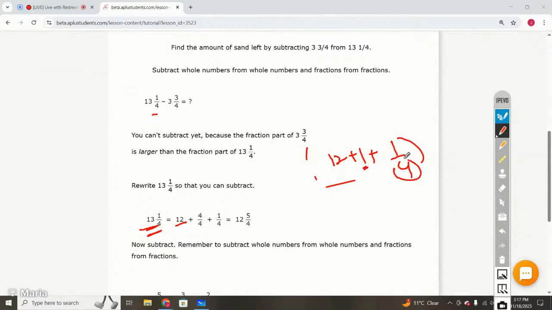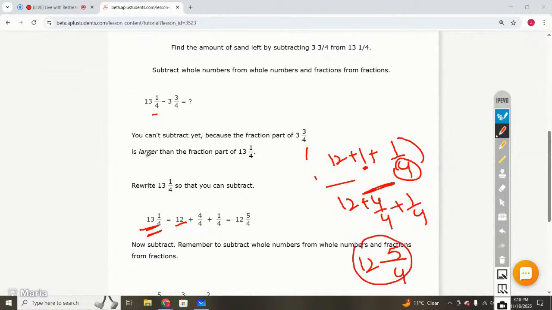Now we can write this one with the equal denominator. If you write this one as 4 by 4, 4 by 4 is 1, so that is again the same thing. Got it? Then we add the numerators, just to make the numerator of this fraction greater than the other one. Now we have 12 whole 5 by 4, and 5 is greater than 3.